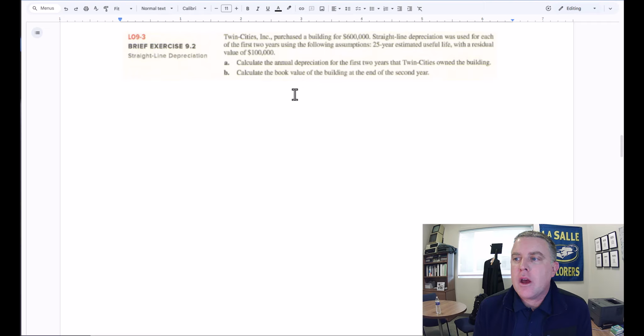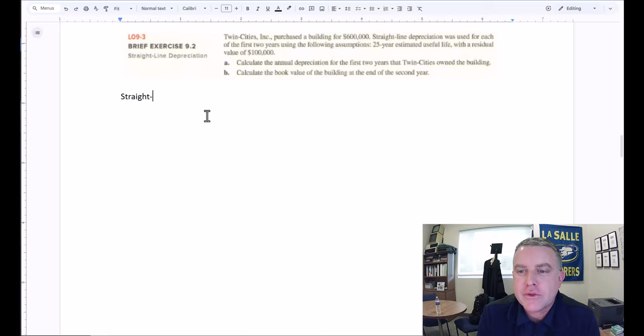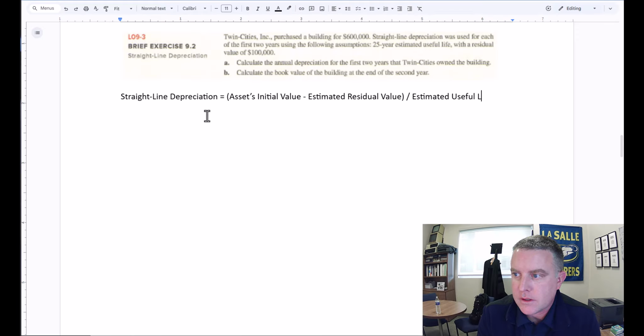So we have a 25-year useful life and an estimated residual value of $100,000. Part A is asking us to calculate the annual depreciation for the first 2 years that the company owned the building. All right, so our straight line depreciation formula is calculated as you take the asset's initial value, you subtract from it its estimated residual value, and you divide that whole thing by the estimated useful life.